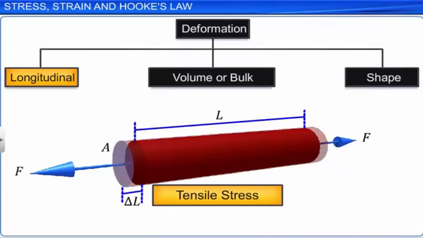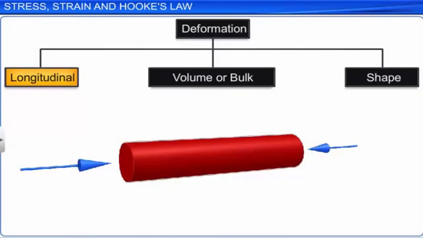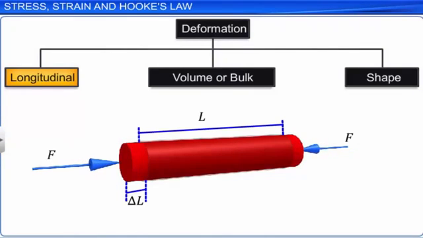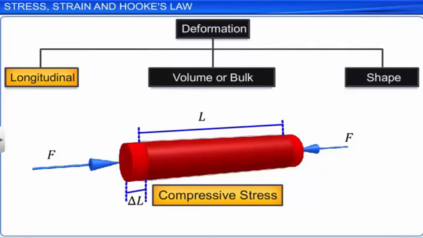Inward or outward deforming forces applied along the length of a body cause a change in its length. The change in length causes tensile stress or compressive stress, and these are collectively called longitudinal stress. Longitudinal stress is measured as the ratio of the applied force F to the area of the face A.